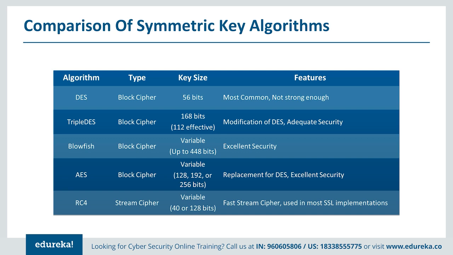So in the comparison between symmetric key algorithms, the data encryption standard uses a block cipher. We already know what a block cipher is. It encrypts in blocks. In a stream cipher, every single bit is ciphered. DES, triple DES uses a 168-bit value. Blowfish uses a variable value. You can configure the amount of bits from any number up to 448. The advanced encryption standard also uses a block cipher, which varies from 128-bit to 256-bit. And RC4 is a stream cipher, where every single bit is stream ciphered. So it's used for most of the SSL implementation.